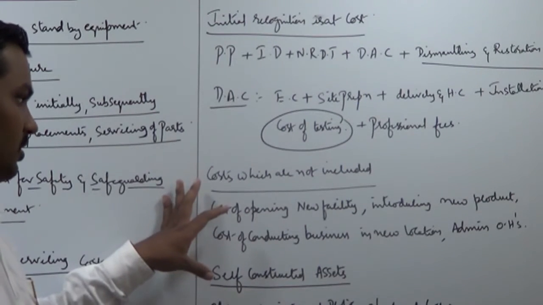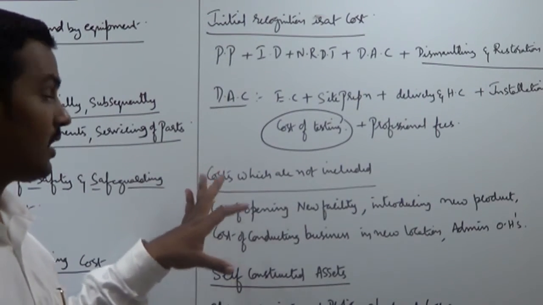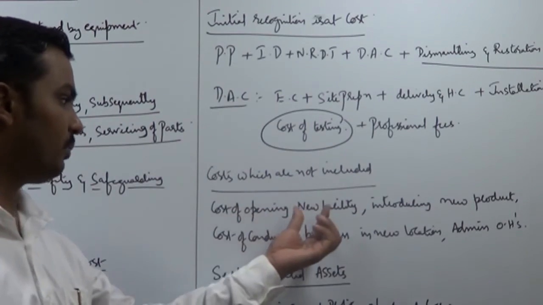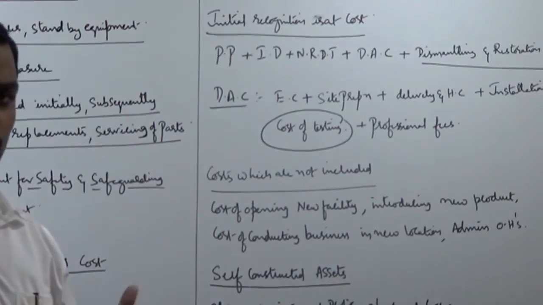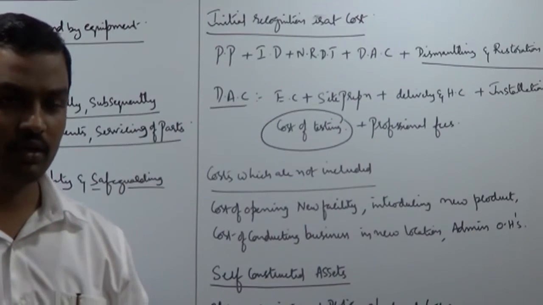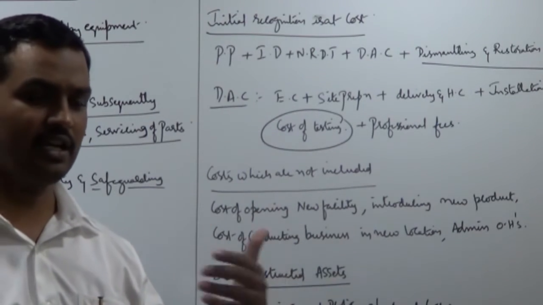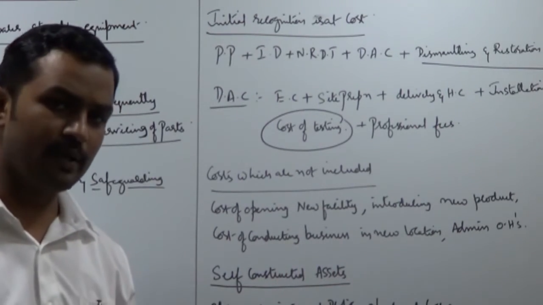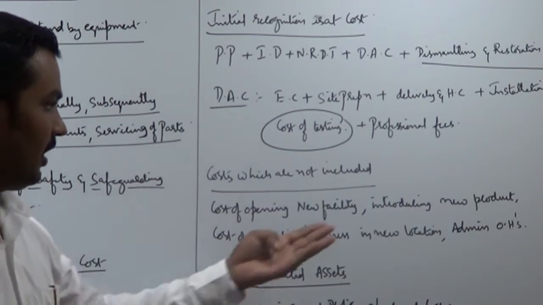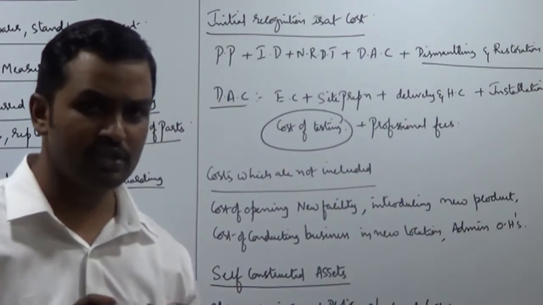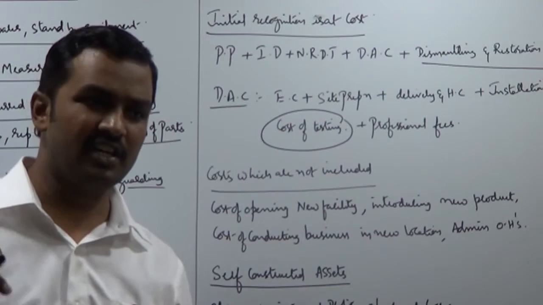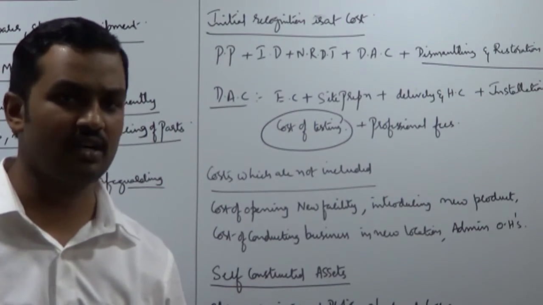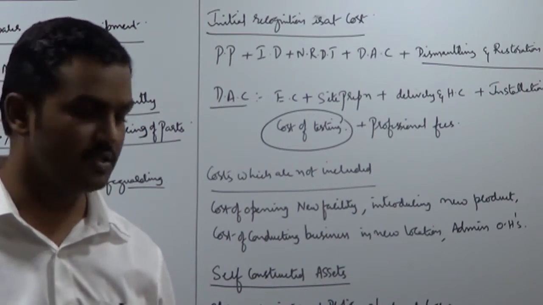Now, there are certain costs which are not going to be included as part of the cost of the asset. Cost of opening a new facility: you are opening a new distribution center, you are opening a new retail center at a different location. The cost of opening it will not be capitalized. Introducing a new product: a company is launching a new product and it is incurring heavy advertisement expenditure, etc. Such expense will not be capitalized.